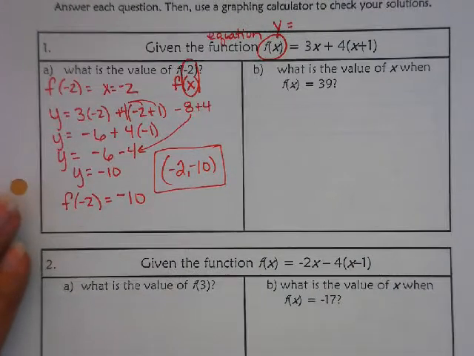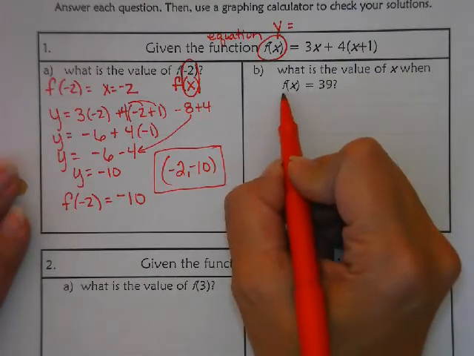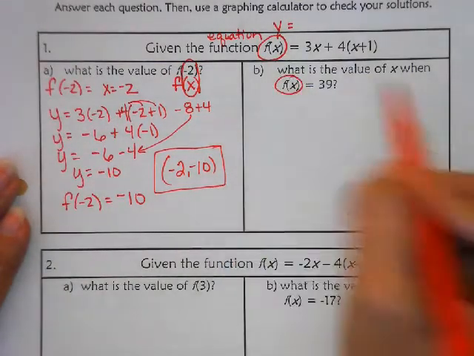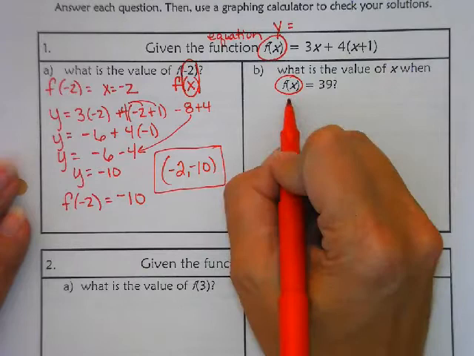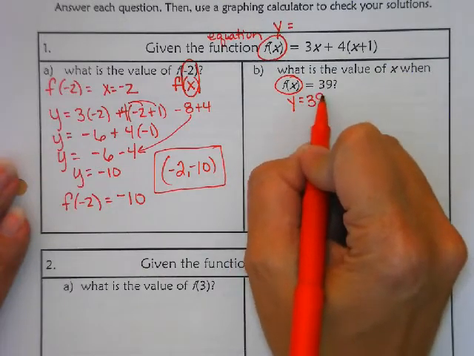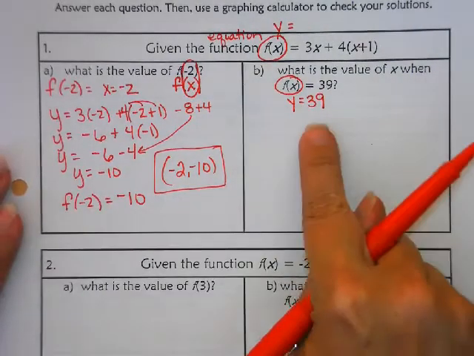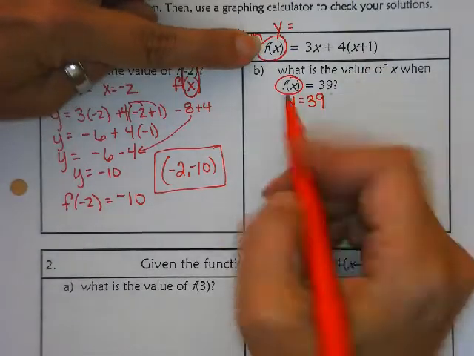All right, so let's try another one. As we do more, they're going to start to make sense. Look at this one. This one's set up differently. What did we say f of x means? It means y. So this is just a fancy way of saying y is 39. So we're going to put that 39 here.